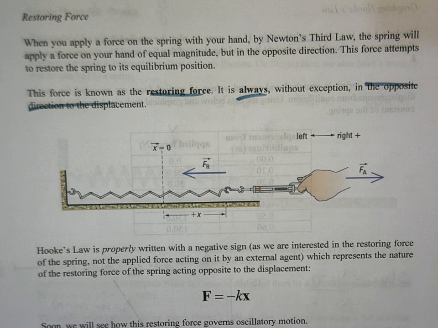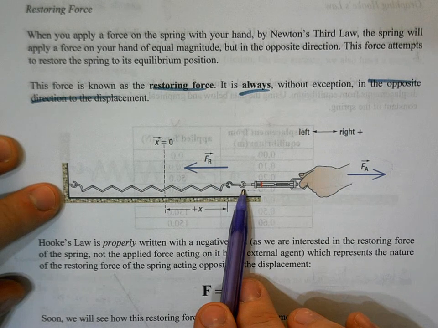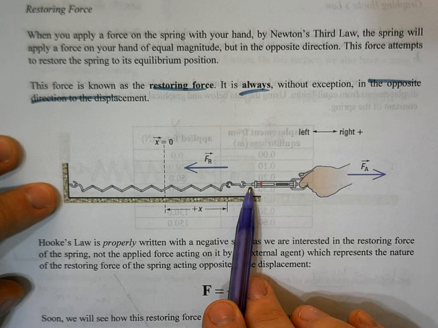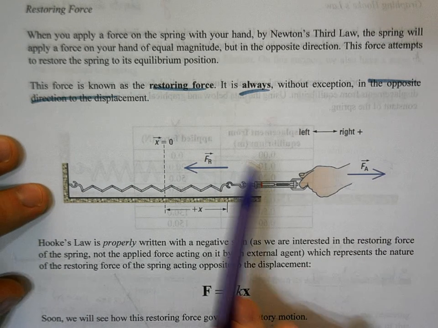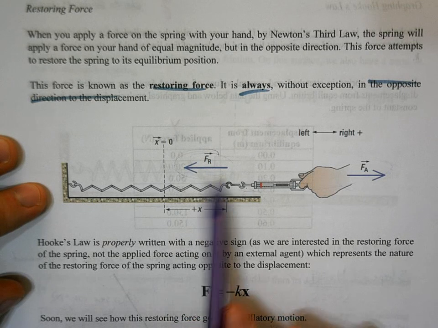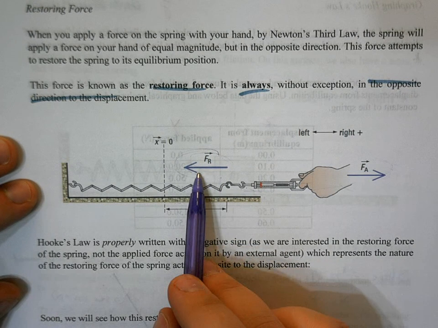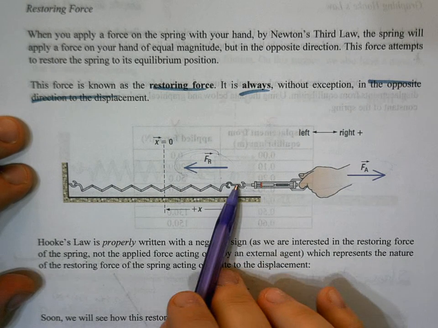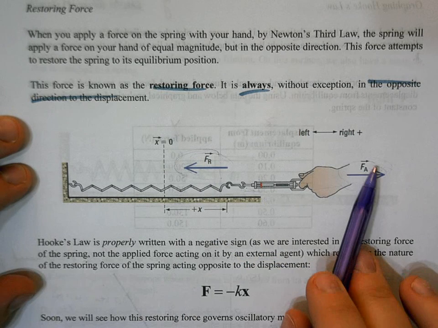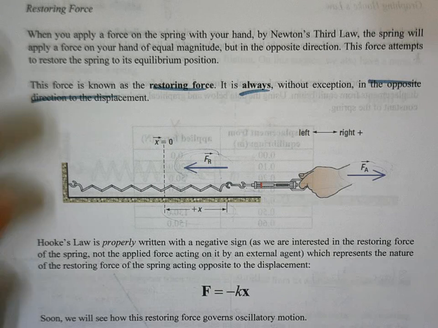So for example, this person is applying this force to the right on this system, this spring. By Newton's third law, there will be an equal force in magnitude and opposite in direction. So this force here, this restoring force, is from the spring. This is trying to get this thing back to equilibrium. So it is directed opposite to my applied force, and it's also directed opposite to my displacement from equilibrium.